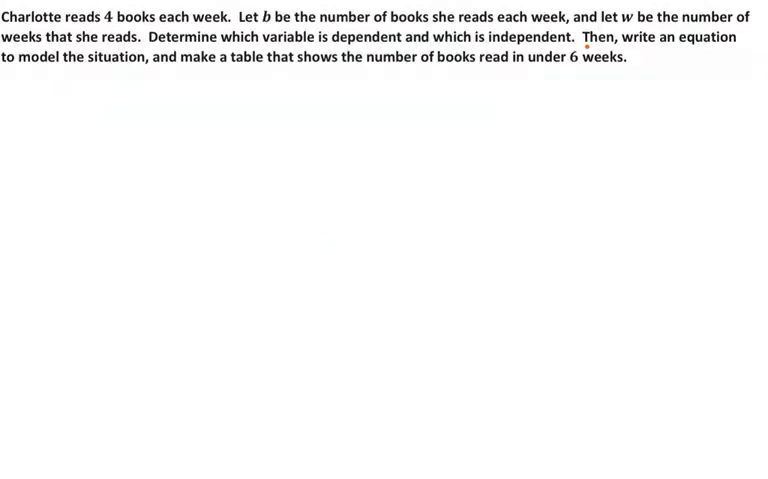Our next one. Charlotte reads 4 books each week. Let B be the number of books she reads each week. And let W be the number of weeks that she reads. Determine which variable is dependent and which is independent. Then write an equation to model the situation and make a table that shows the number of books read in under 6 weeks. Solve this problem.